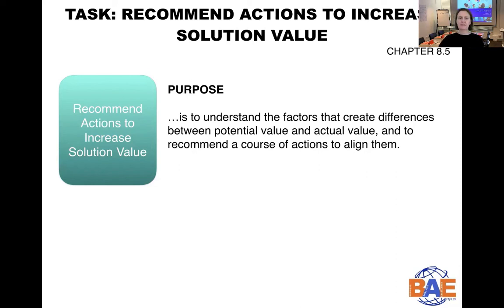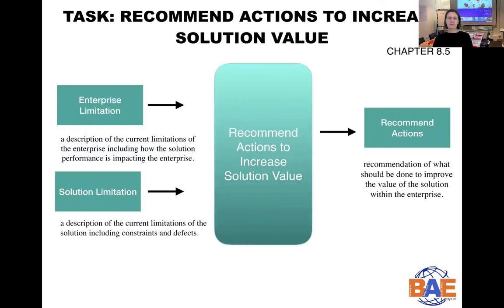with some recommendations. So in terms of the input, this is where you'll take the results from the enterprise limitations, where you assess the enterprise limitations. That becomes an input. So this is the description of the current limitations of the enterprise, including how the solution performance is impacting the enterprise, as well as, you can imagine, the solution limitations. So this is where we look at a description of the current limitations of the solution, including constraints and defects. These are both inputs into this task.